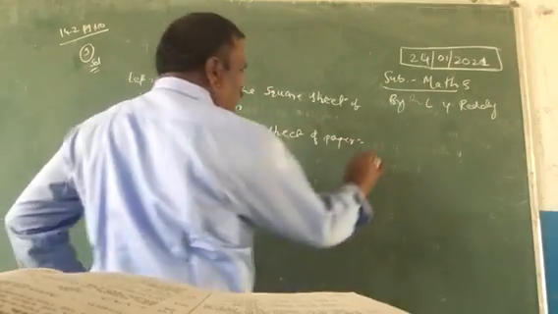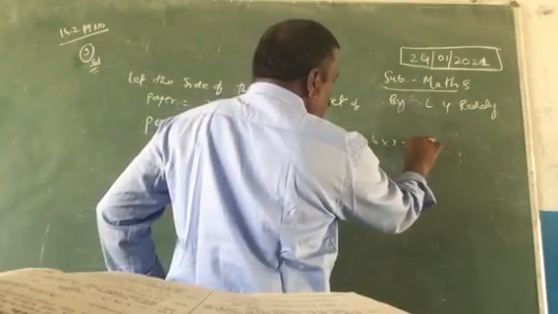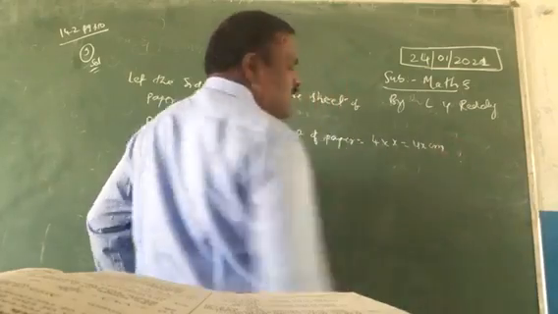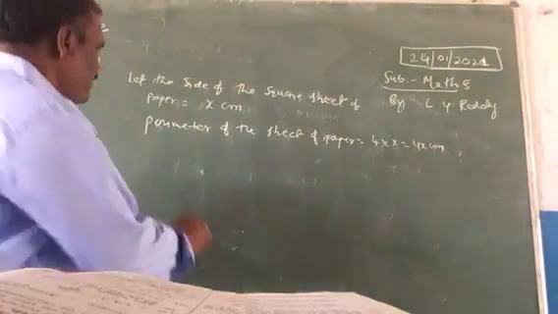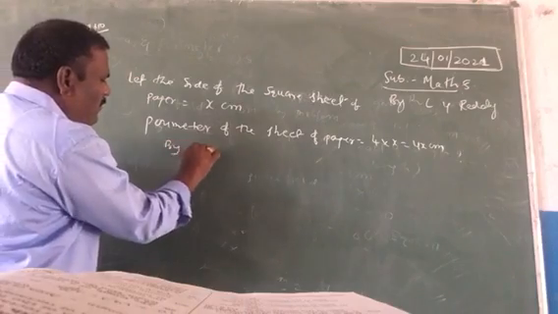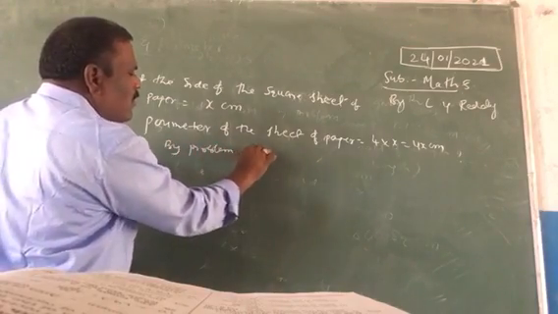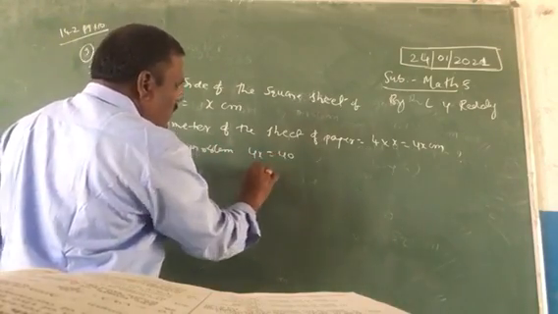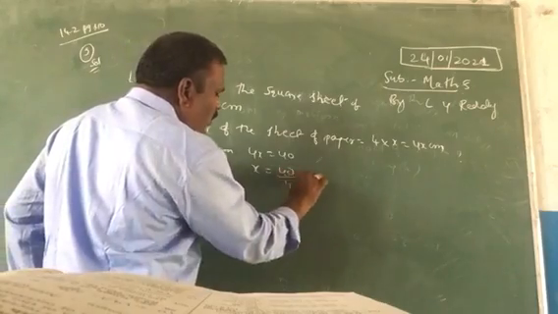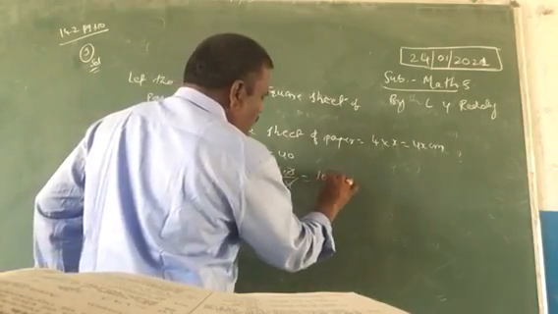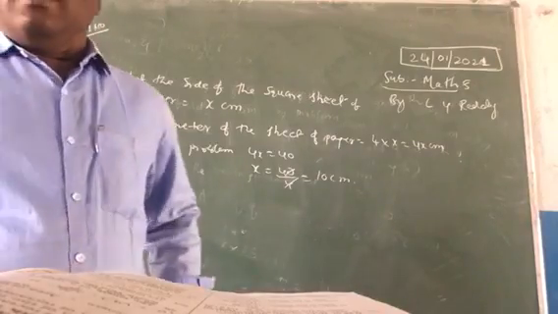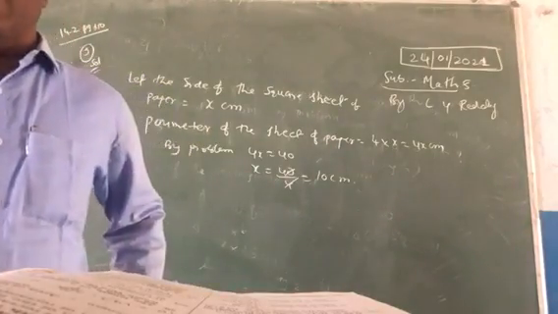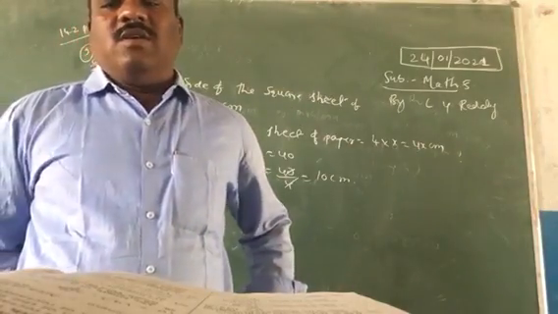Perimeter of a square, how much children? 4 into x equal to 4x centimeters. By the problem, 4x equal to 40. x equal to 40 by 4 equal to 10 centimeters. Now we got the x value: 10 centimeters. So the side of the square sheet of paper equal to 10 centimeters.